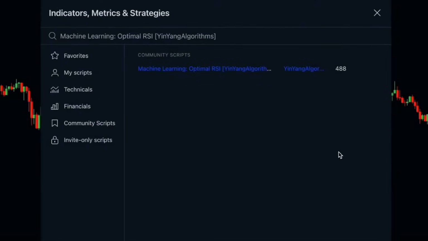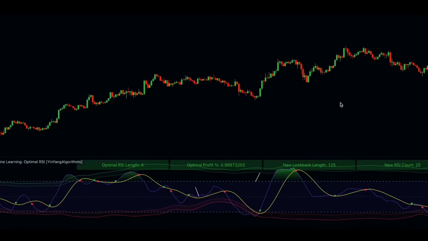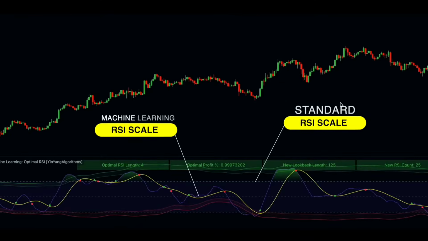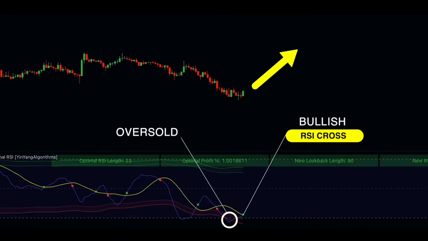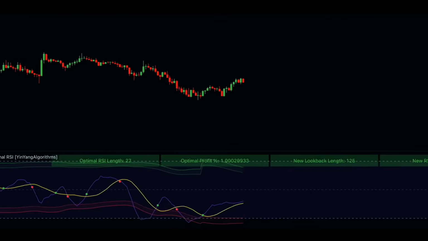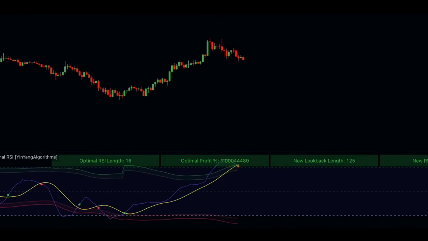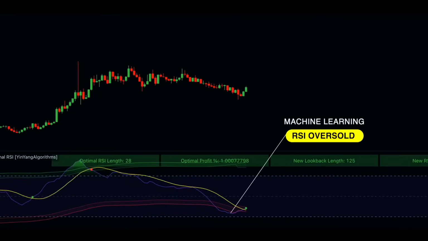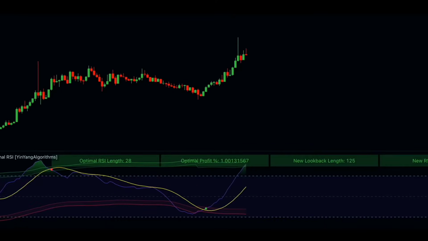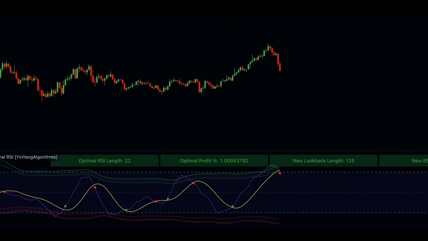Let's kick things off with our first indicator, Optimal RSI by Yin Yang Algorithms. This AI-based RSI indicator is significantly more effective than the traditional version. It evaluates multiple RSI lengths to find the most profitable one within a look-back period, then applies machine learning for enhanced accuracy. The optimal RSI smooths out and optimizes RSI readings, making it more reliable. For practical use, look for RSI crosses that are preceded by oversold or overbought conditions for more reliable signals.